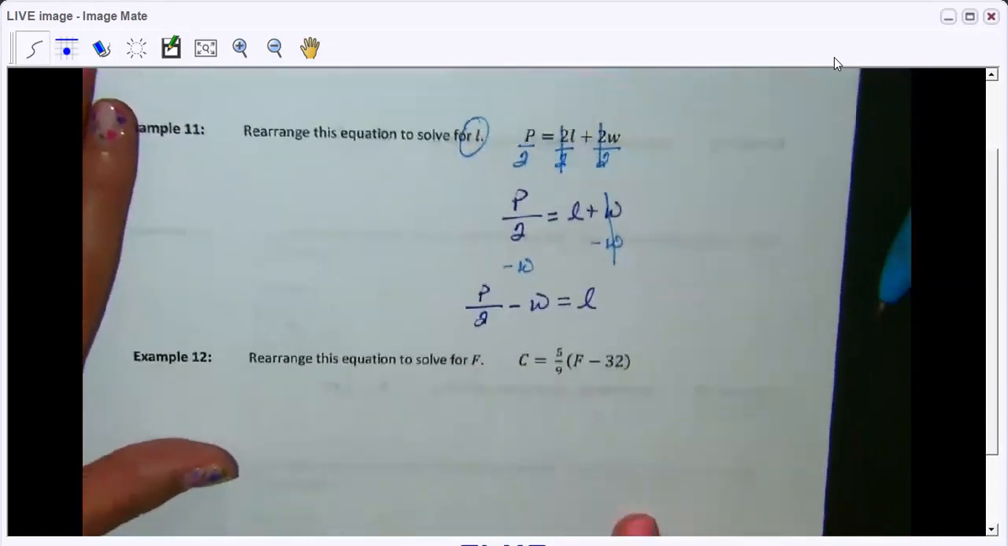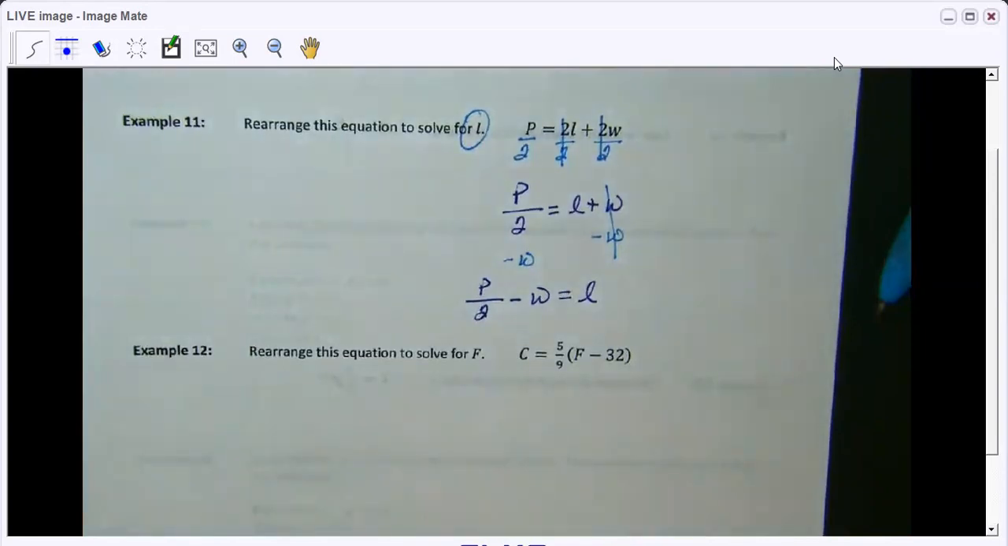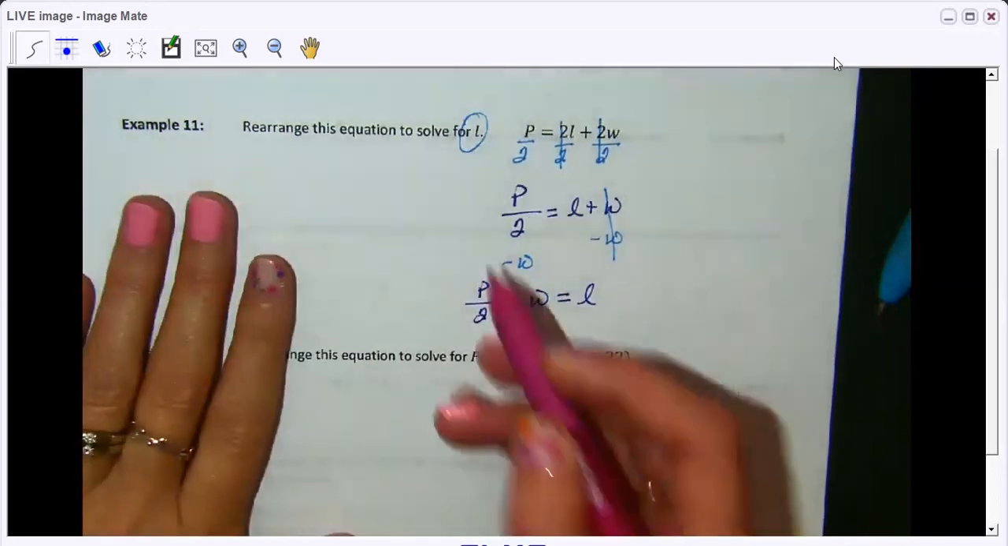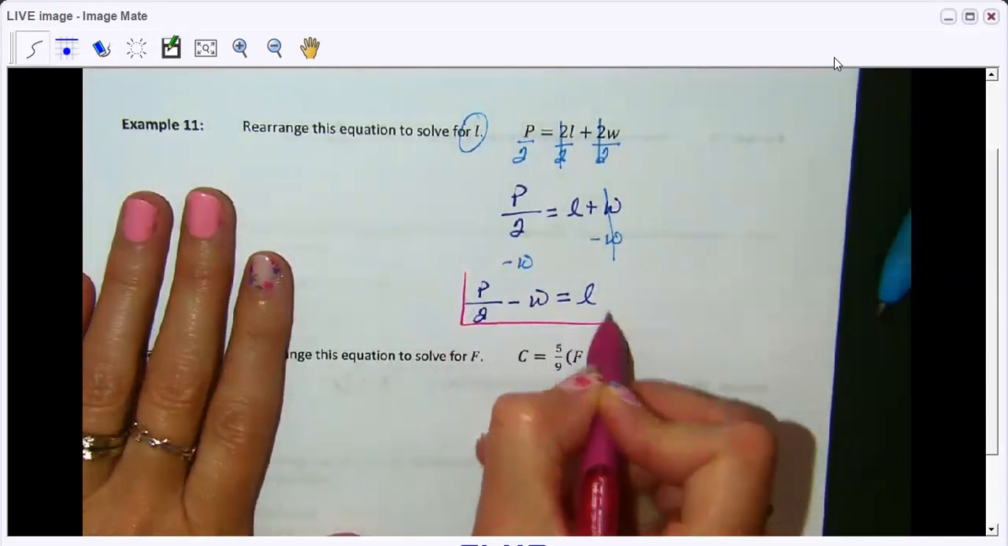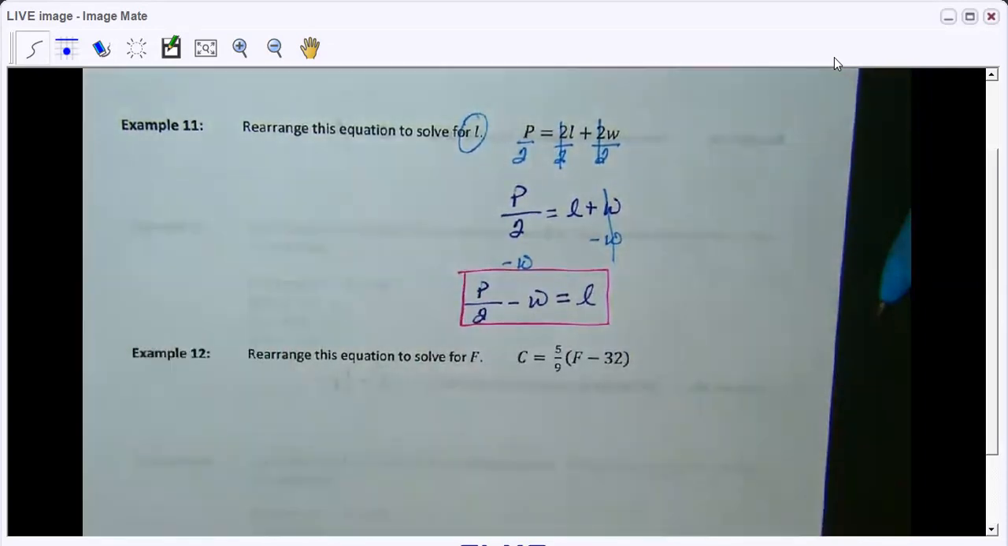Pay attention to how I'm writing this, because it isn't just P minus W with it all over 2, because W isn't being divided by 2. We already did that up here. So this would be the correct answer. If you put a 2 under the W, then that would be incorrect. That would be P over 2 minus 1/2 W, and that's not what that is. So this right here would be your answer. Any questions about that?